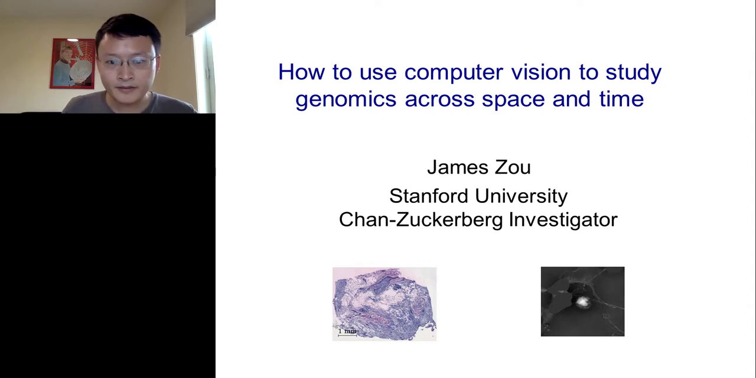Hi, everyone. My name is James Zou. I am an assistant professor at Stanford University. And I'll tell you a little bit about some of the recent work that we've been doing in developing computer vision algorithms to study genomics, and in particular to study genomics across different spatial variations and also across temporal variations. And this also will be an opportunity to give a tutorial of how we can actually leverage some of the recent advances in deep learning for computer vision.